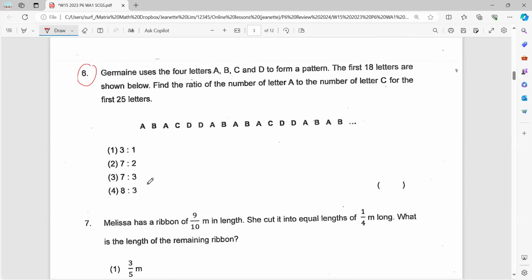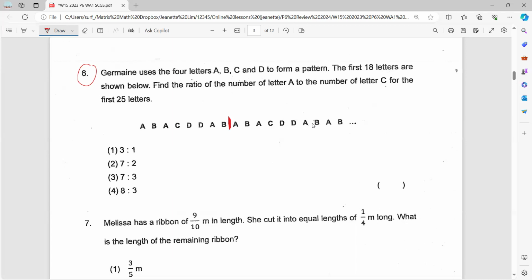So we have 4 letters A, B, C, D that form this pattern. First 18 letters are shown below. Find the ratio of A to C for the first 25 letters. Now, if you look at the 18 letters carefully, you notice that the letters will actually repeat after a certain number of letters. So A, B, A, C, D, D, A, B, then you have A, B, A, C, D, D, A, B again. So it actually ends here.